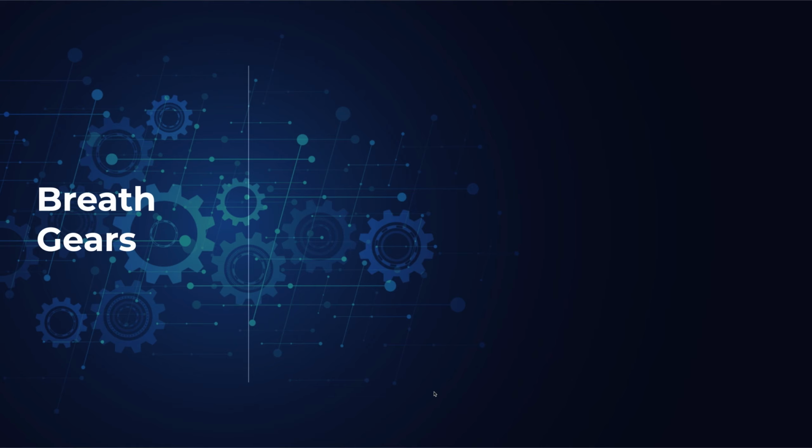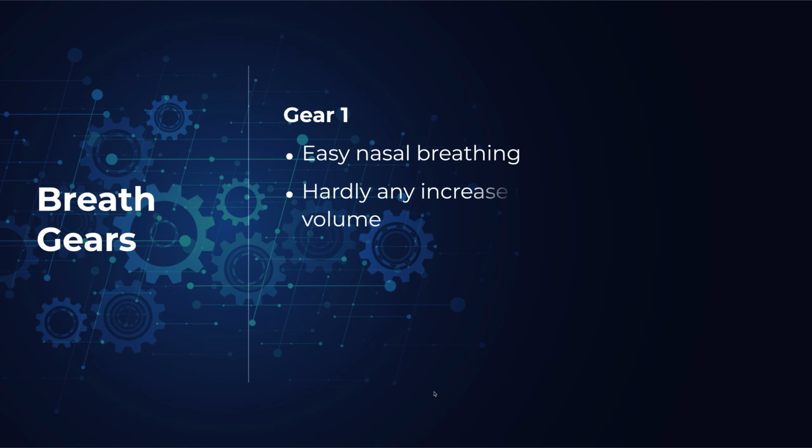If we look at gears, so I really talk about effort level and the breath controlling your effort level. So it's a really good idea to think of gears, breath gears. Now, if we look at gear 1, this is where you would be breathing easily in and out through the nose. So there'd be hardly any increase in the breath rate or the breath volume. So when you go from walk to run, you hardly change your breath.